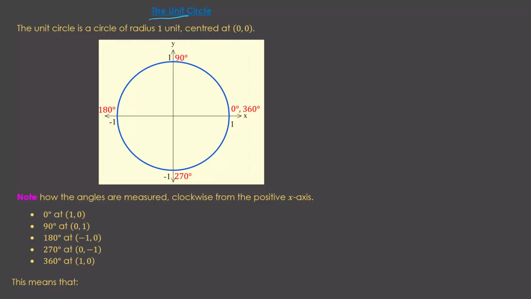The unit circle. This section is all about expanding our knowledge of angles beyond 90 degrees. When we first came across the sine, the cosine, and the tangent, they were all defined in a right-angled triangle.